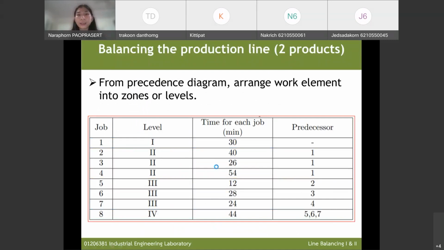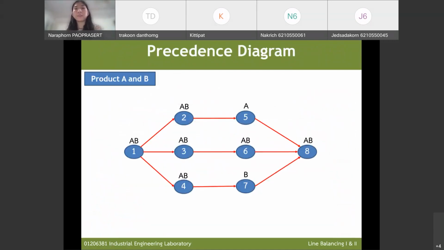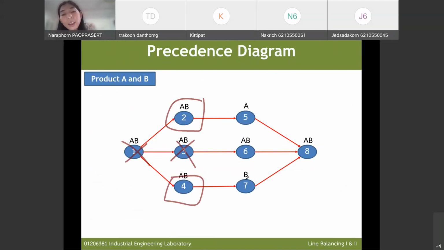So if you take a look here, you see that you already selected number 1, right? And you have already selected number 3. So the next task that you can select is either number 2 or number 4. You cannot select 5, 6, or 7 because 2 and 4 haven't been selected yet, and you can't select 8 either. So your options are either 2 or 4.